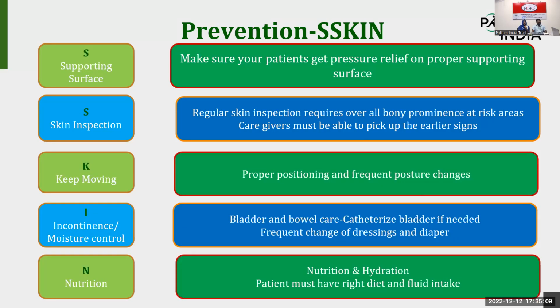Then the same points we already discussed. We can shorten it as SSKIN. So first, S means supporting surface, already I told. Then skin inspection. Then keep moving, position changing. Then incontinence or moisture control, means bladder incontinence we will manage. Then proper nutrition also. These are all the main things we need to do for the prevention of pressure sore.